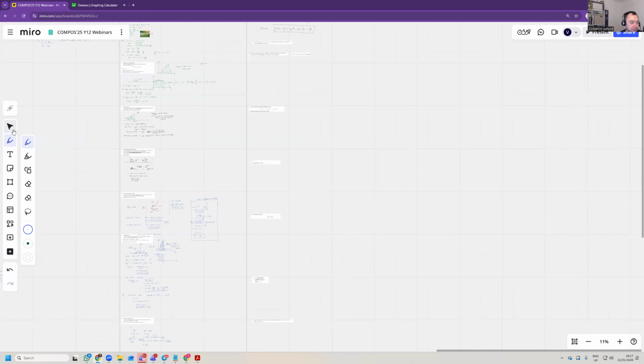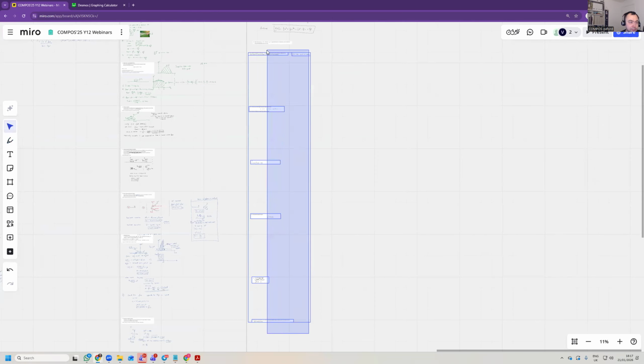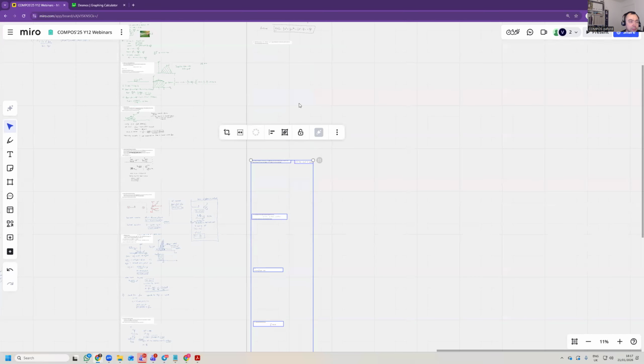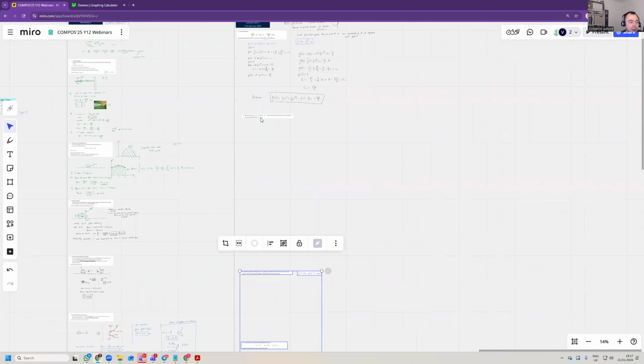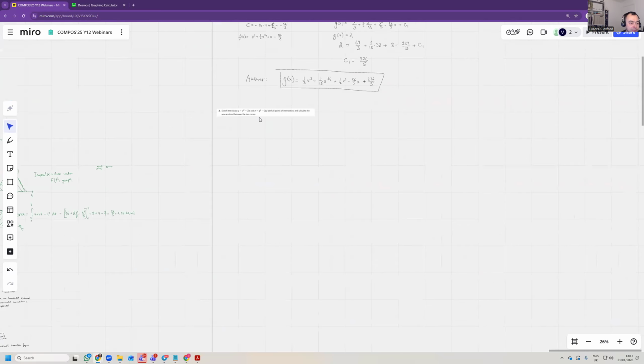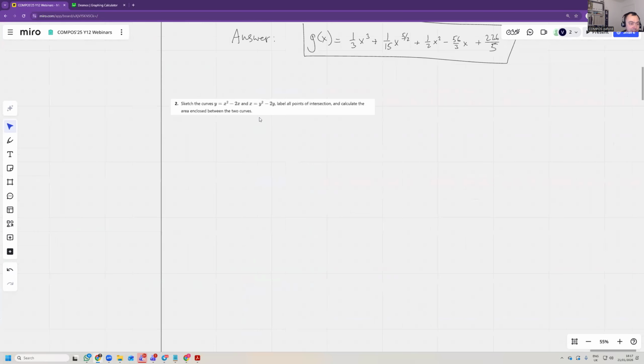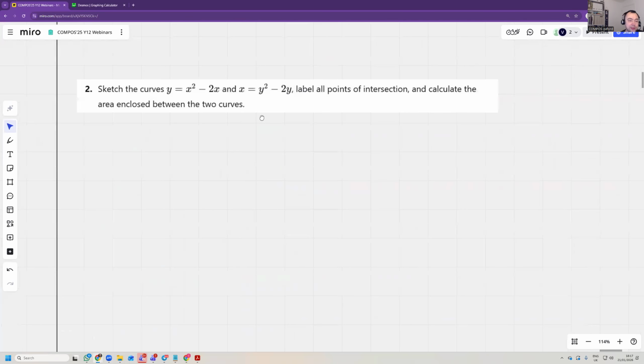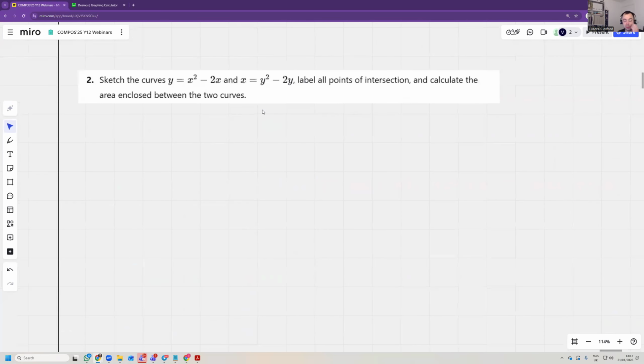The next question is the following. Sketch the curves, label all the points of intersection, and calculate the area enclosed between the two curves.